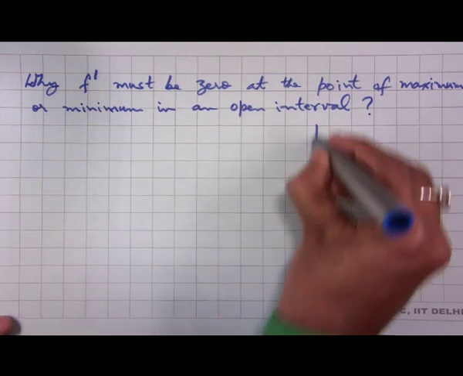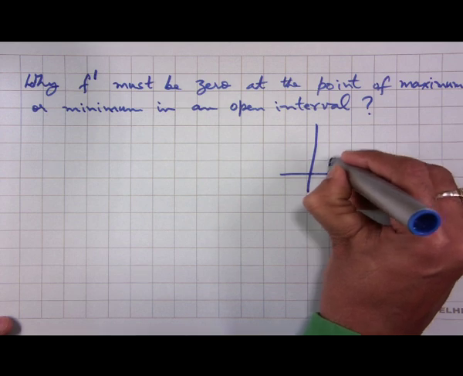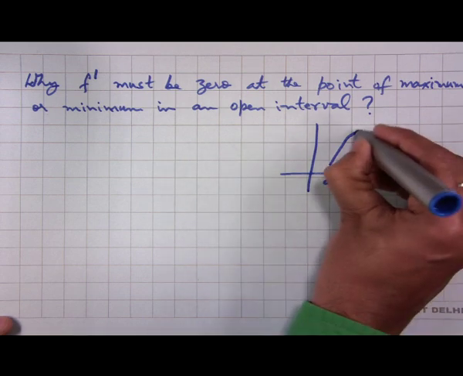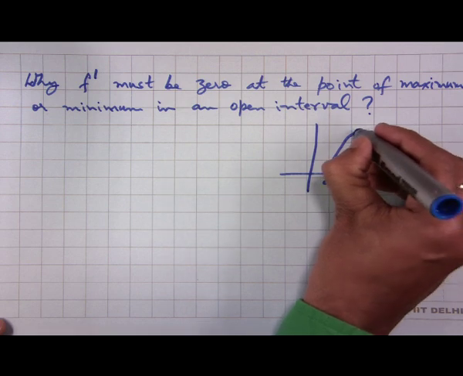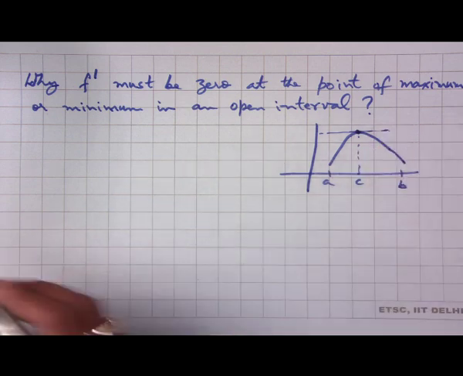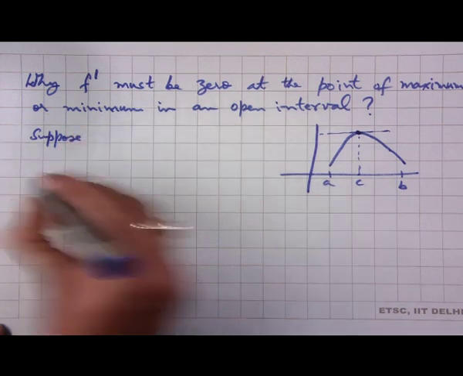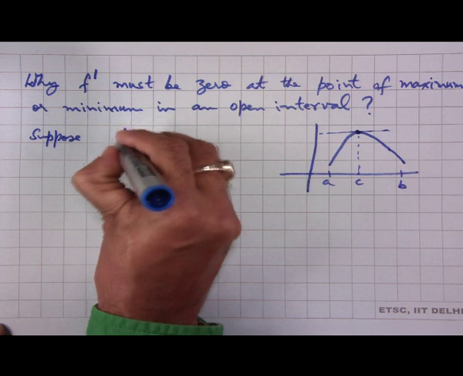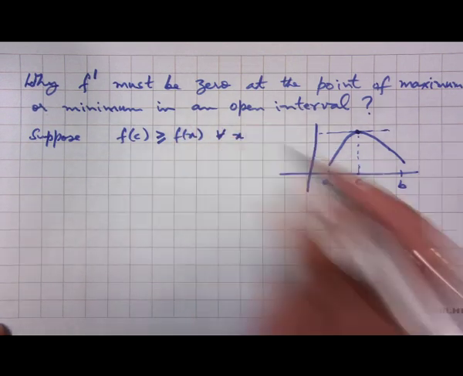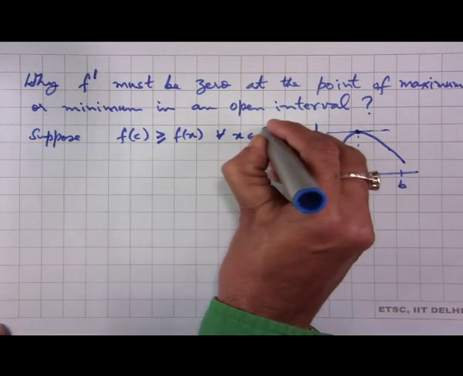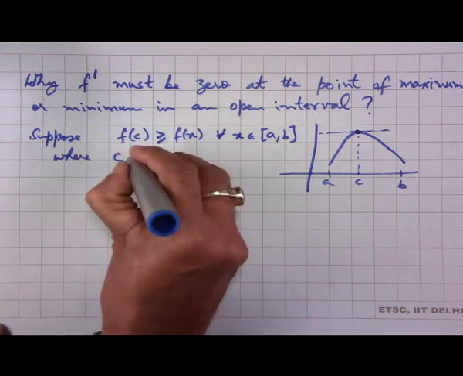So, what we have is, suppose we have this point where the maximum value of the function is attained, and so suppose f of c is greater than or equal to f of x for all x in (a, b), where c is in the open interval (a, b).